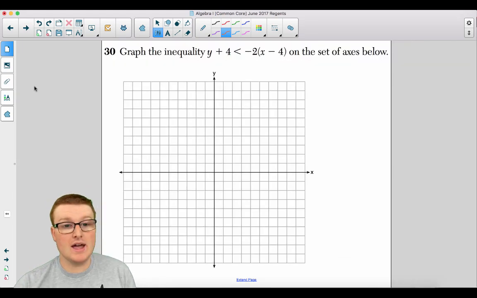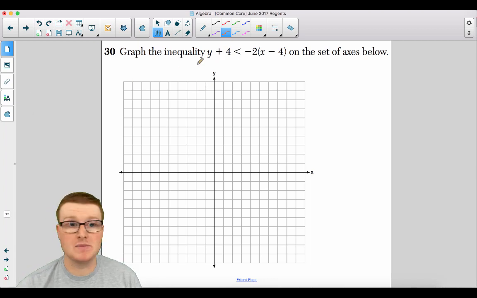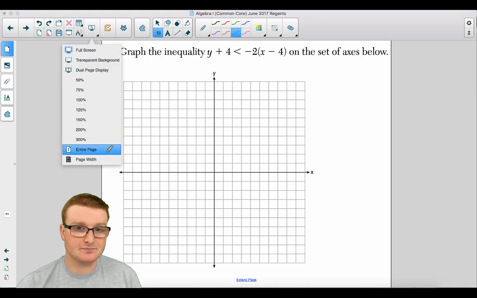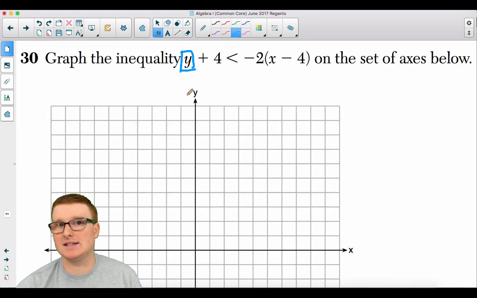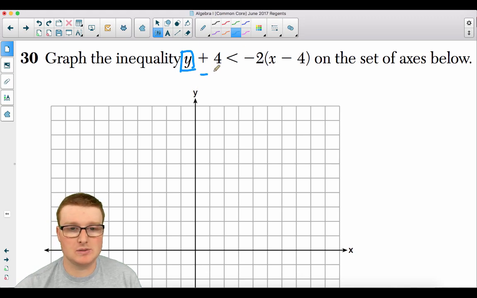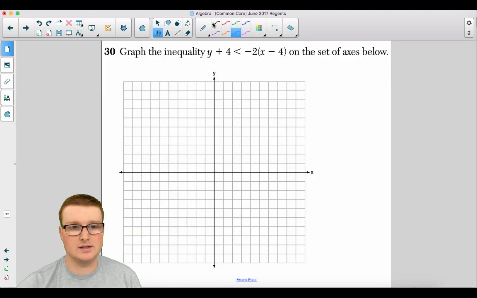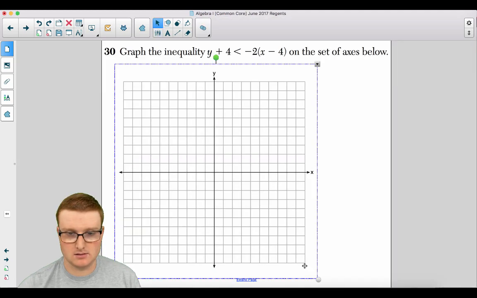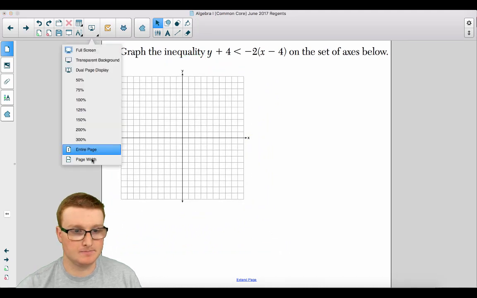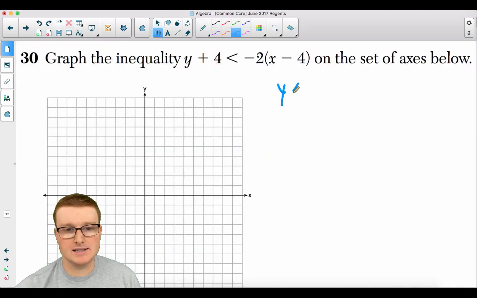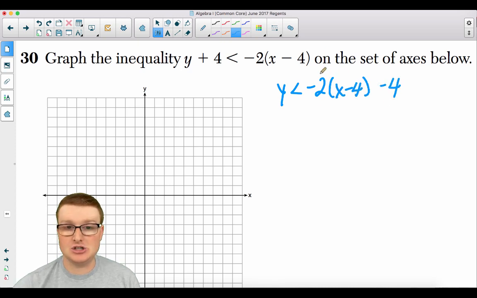Number 30. Graph the inequality y plus 4 is less than negative 2 times x minus 4 on the set of axes below. So what we're going to do first is isolate that y by itself. Your job is to subtract the 4 on both sides. I'm going to shrink this graph down because it is ridiculously large. There we go. We get y is less than -2 times x minus 4 minus 4 when you move that 4 over. Now just distribute that -2.